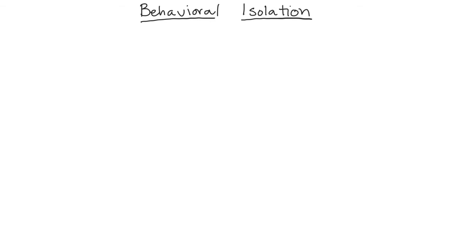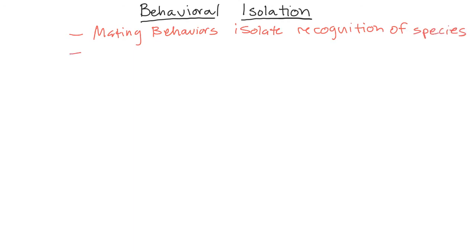Okay, behavioral isolation. So there are some species which inhabit the same habitats, mate during the same time, but they have some sort of behavior that enables them to differentiate themselves, okay? So they have generally mating behaviors that recognize the species. And the best example of that, the one given in the video lecture, are these lacewings. These are little insects with these large wings. And the different species are active at the same time, but they sing different songs or make different sounds, which will attract their own species and not another species.